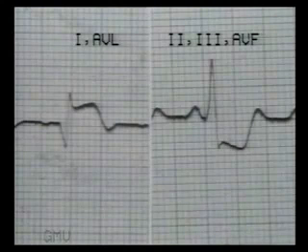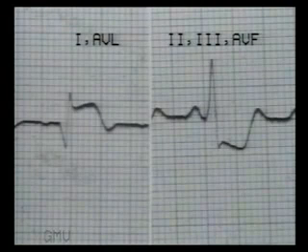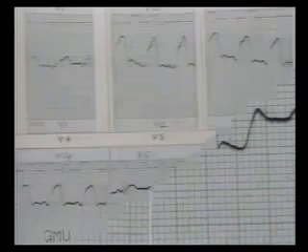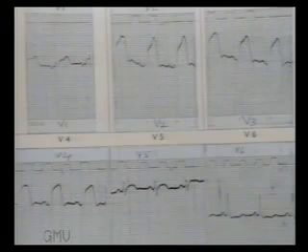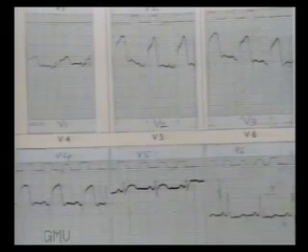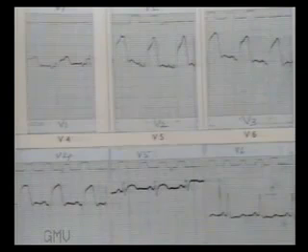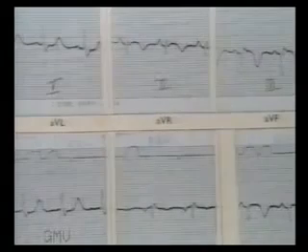Note in close-up view, ST elevation with Q wave in anterior leads and reciprocal ST depression in inferior wall leads. Note the very tall ST segment elevations from V1 to V5. This is a fresh and extensive anterior wall infarct.